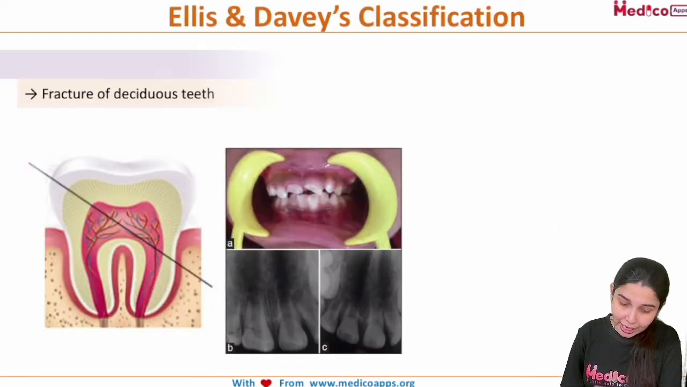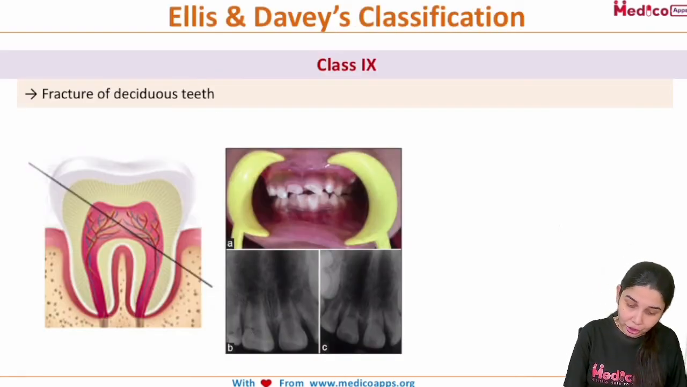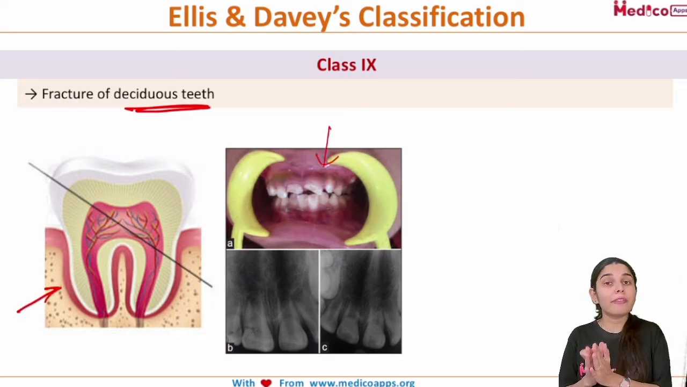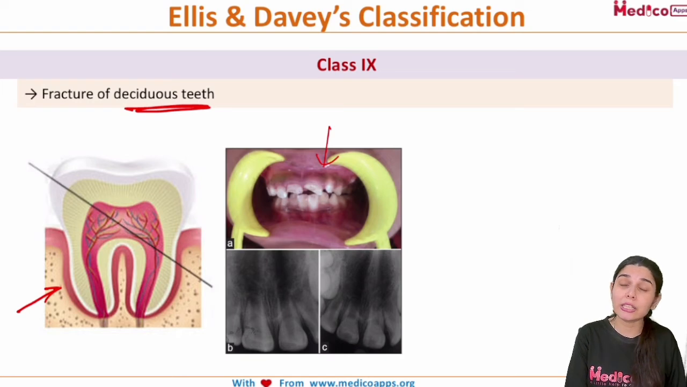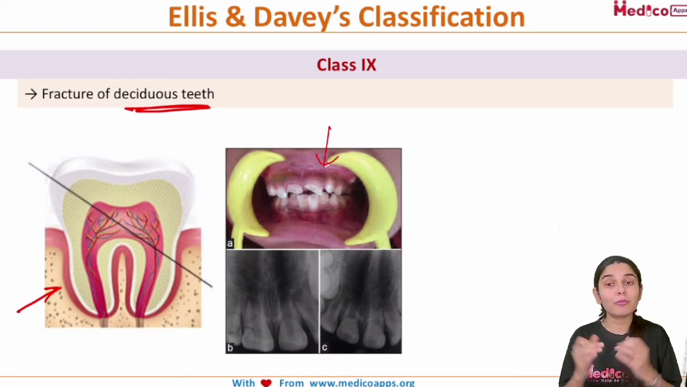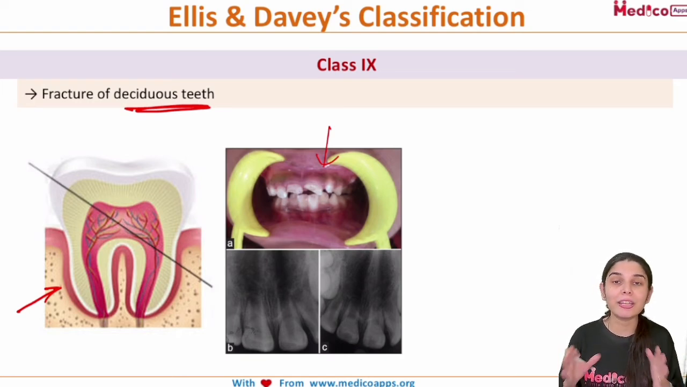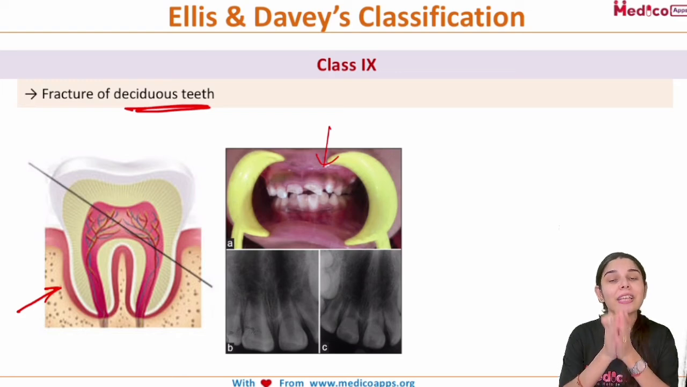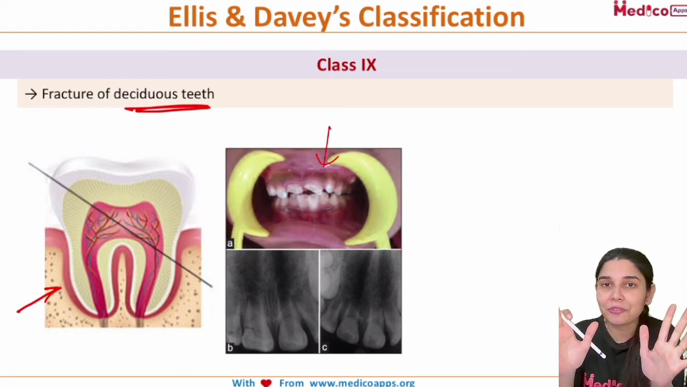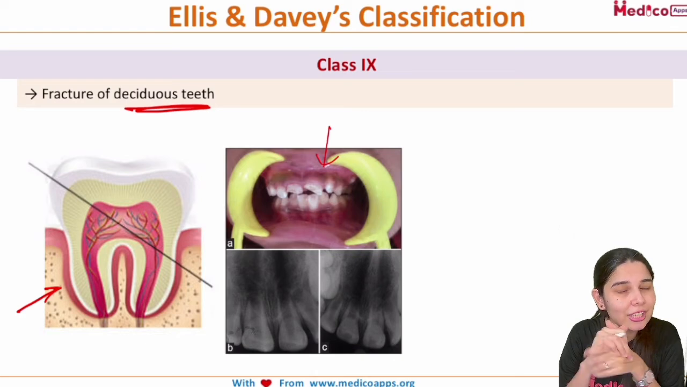And lastly, class 9 is for the fracture of deciduous tooth. When there is fracture or when there is trauma to the deciduous teeth. So I hope you have understood what is class 1, class 2, class 3, class 4, class 5, class 6, 7, 8, 9. So 9 classifications were given by Ellis and Davey's classification.